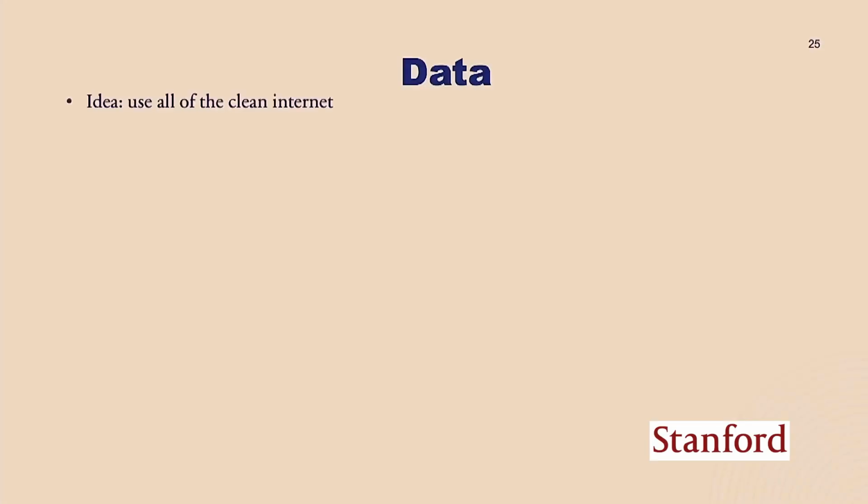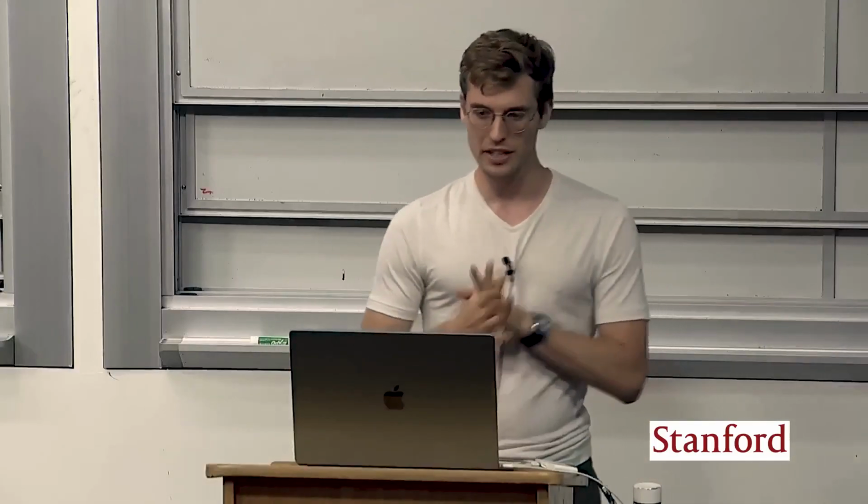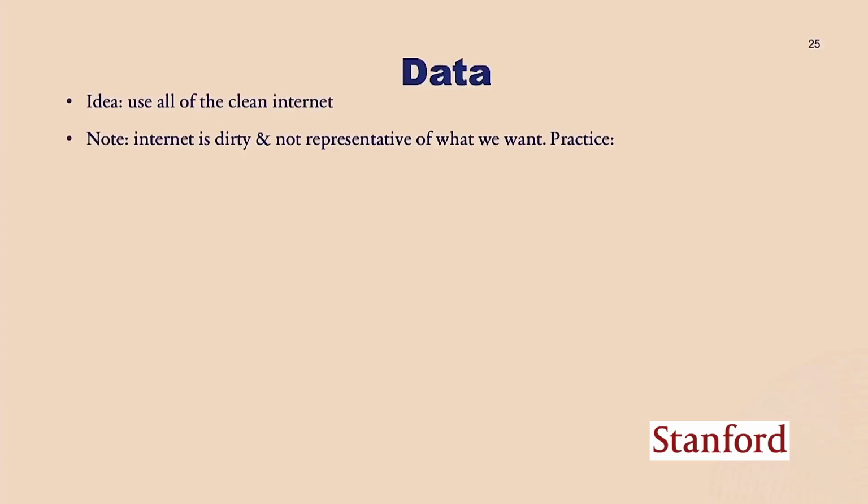So data is another really big topic. At a high level, people just say you basically train large language models on all of the internet. What does that even mean? Or people sometimes say all of clean internet, which is even less defined. The internet is very dirty and really not representative of what we want in practice. If I download a random website right now, you would be shocked at what is in there. It's definitely not your Wikipedia. So I'll go really briefly over what people do. I can answer some questions, but data on its own is a huge topic.